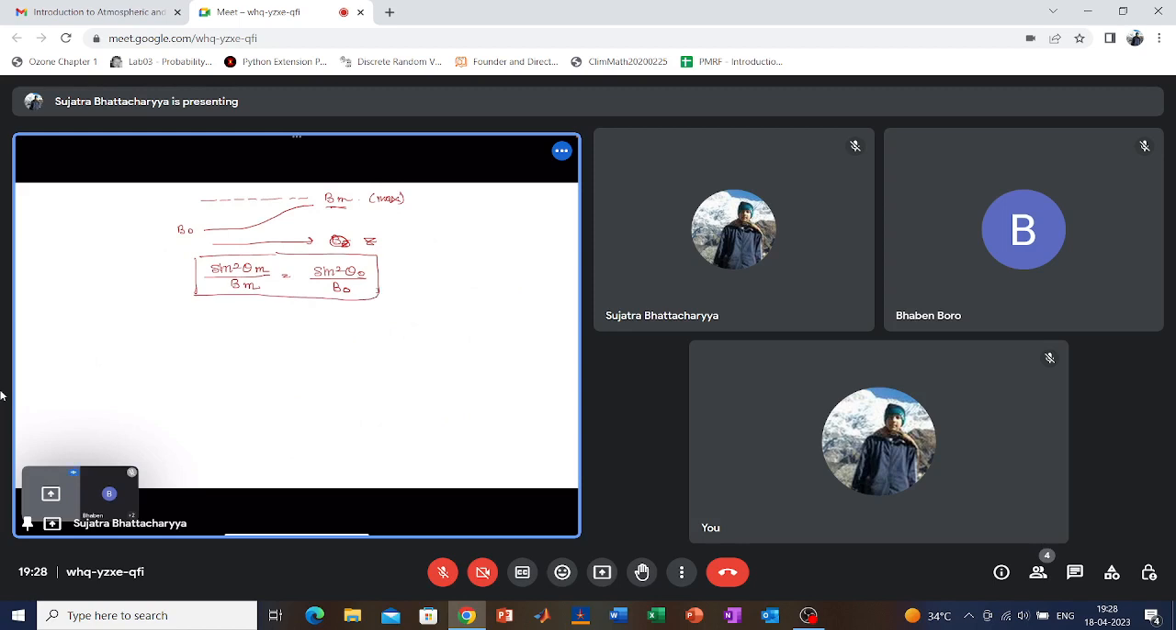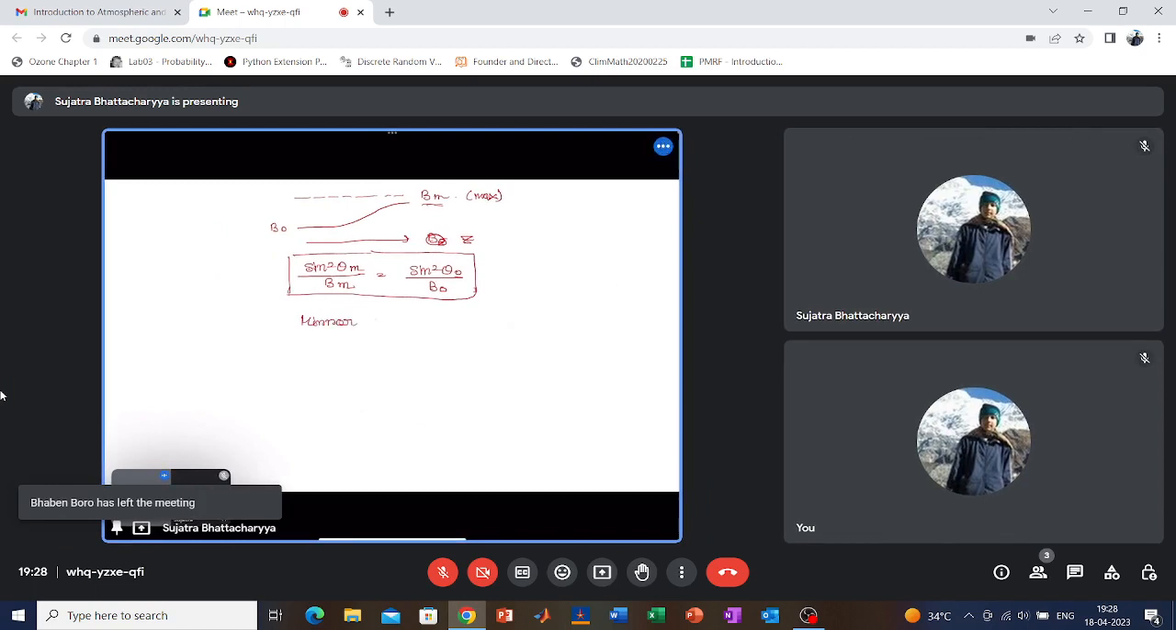And we also define a term, the mirror ratio. So this mirror ratio is Bm by B0, the maximum by the zeroth. And finally, sine square theta 0 will be equal to B0 by Bm for the trapped case. Now, how to know the trapped case? So theta m will be equal to 90.